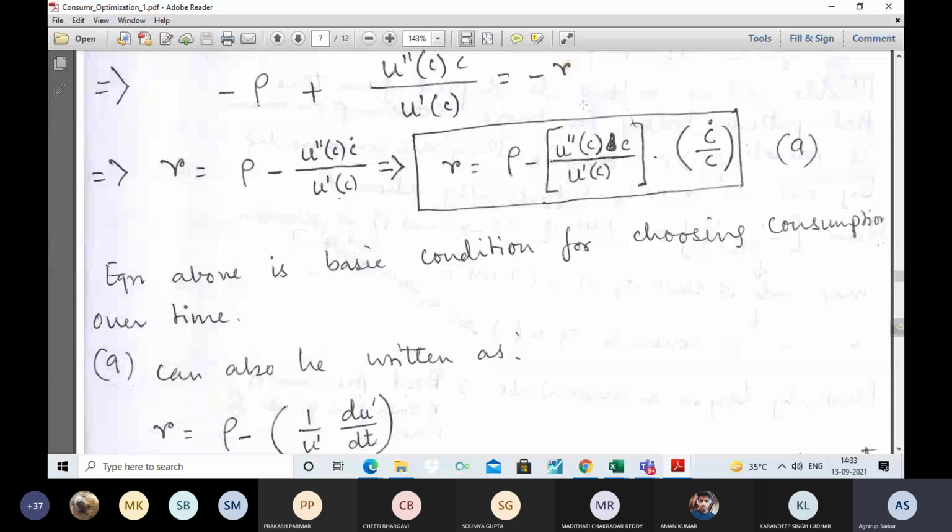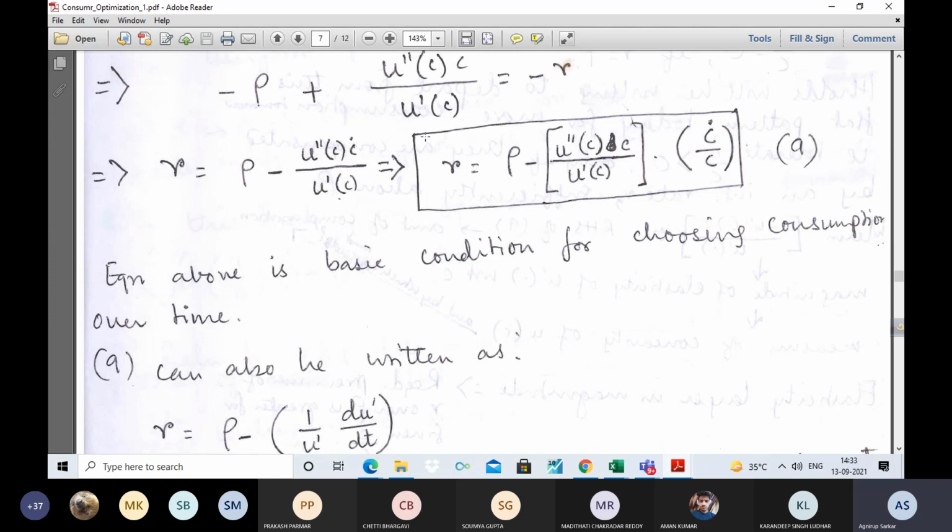R equal to rho minus this expression, u double prime c times c by u prime c, times c dot by c. There's an implication of this. It's the rate of growth of consumption per person. Okay, so this is the equation that you need to understand now. Just forget everything else, just focus on equation number 9.